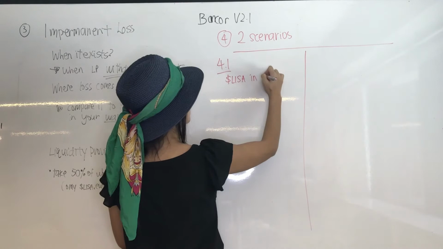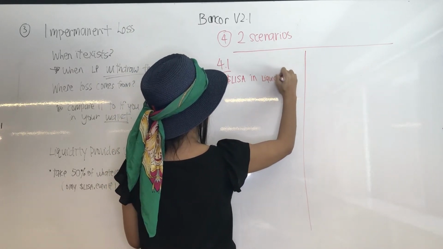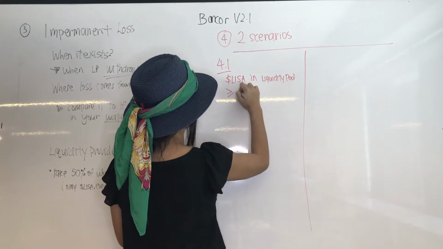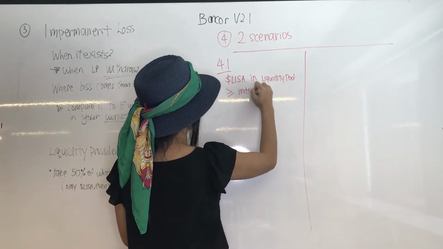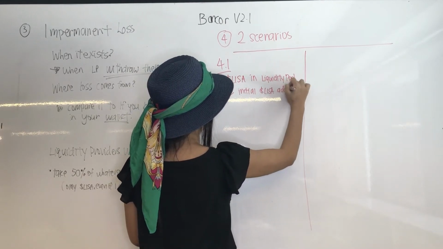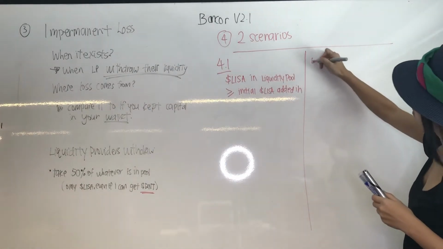The Lisa tokens in the pool is more than or equal to the amount of initial Lisa tokens being put in. So let's say I put in 10 Lisa tokens, and in the liquidity pool there's 11 Lisa tokens or 10 Lisa tokens. And that's good because I actually get more than whatever amount that I put in.